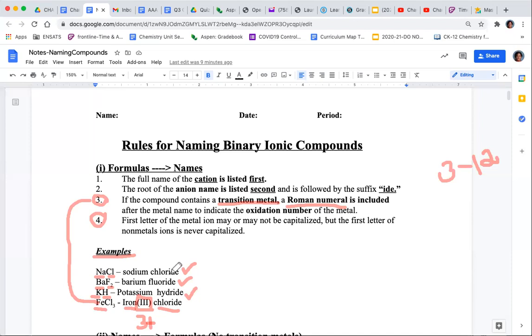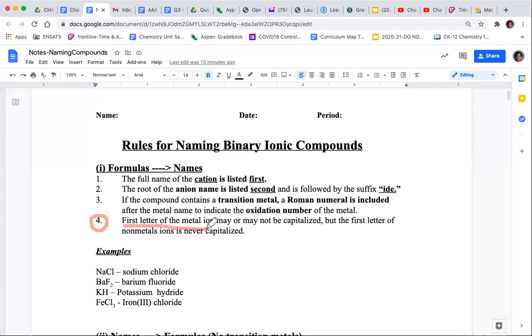So we are going to focus on simple binary ionic compounds today. Okay, now come to the next point, point 4. When you write the names, the first letter of the metal ion may or may not be capitalized. It doesn't matter. When you write sodium chloride, the first letter for sodium is S, and you may capitalize or not capitalize. Uppercase or lowercase S, doesn't matter.